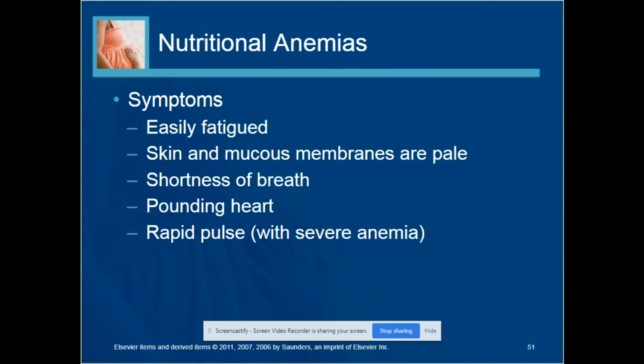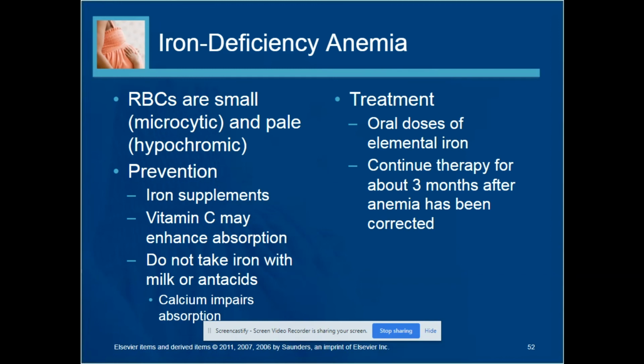So the nutritional anemias, symptoms can be that the patient is easily fatigued, their skin and mucous membranes are pale, they have shortness of breath, a pounding heart, or rapid pulse, and that's usually with severe anemia. An iron deficiency anemia means that the red blood cells are too small and too pale to do their jobs. Prevention is giving iron supplements. Vitamin C can help iron absorb into the body. Don't take iron with milk or antacid because calcium impairs the absorption.